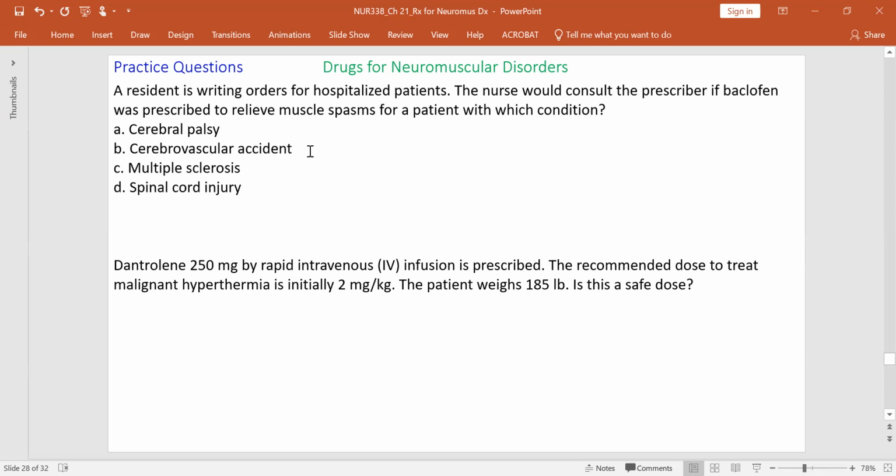And there is a math question down here, which is dantrolene 250 milligrams by rapid IV infusion is prescribed. The recommended dose to treat malignant hyperthermia is initially 2 milligrams per kilogram. The patient weighs 185 pounds. Is this a safe dose? The answer is no, because the safe dosage is 210 milligrams, and you can do your math and calculation and find out that it's not a safe dose.